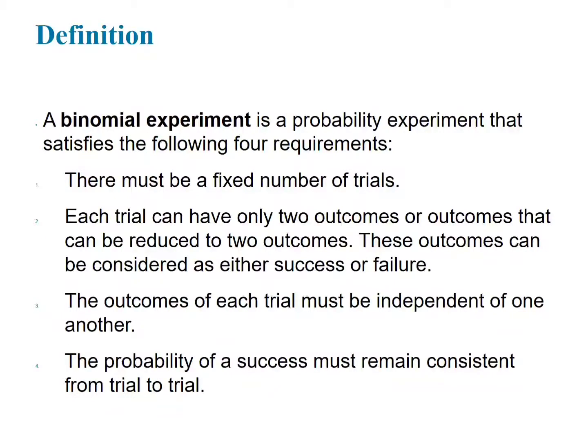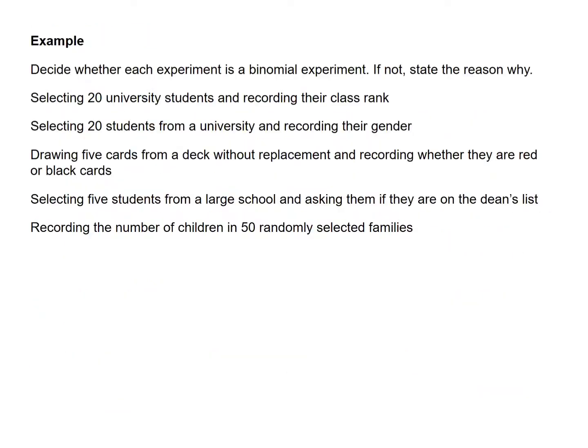And lastly, the probability of success must remain consistent from trial to trial. So, for example, when we did examples of replacing and without replacing, the probability changed from trial to trial. In this case, from trial to trial, the probability must remain the same. So meaning there should be replacement. There should never be a without replacement kind of problem, because then the probabilities will change from outcome to outcome, or from trial to trial. So let's look at these.